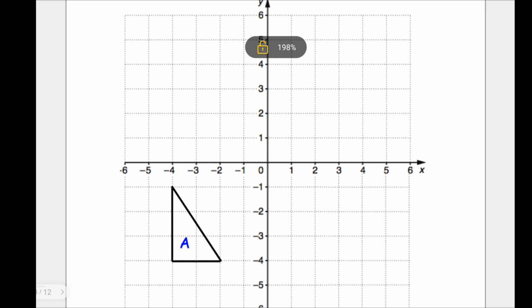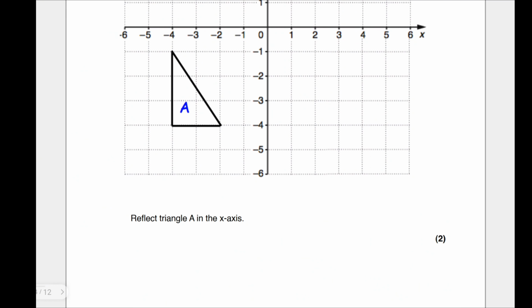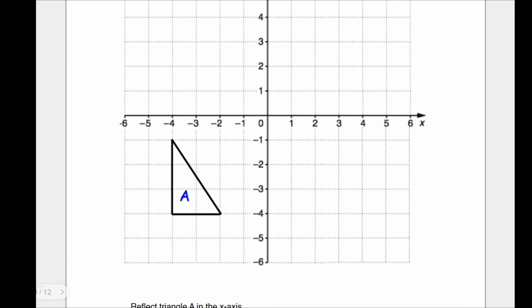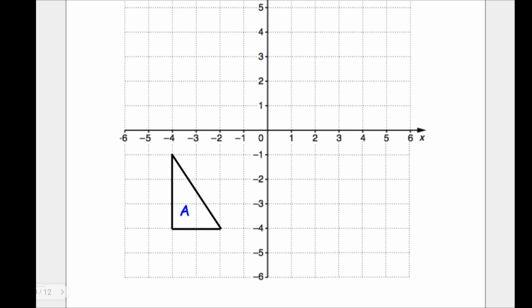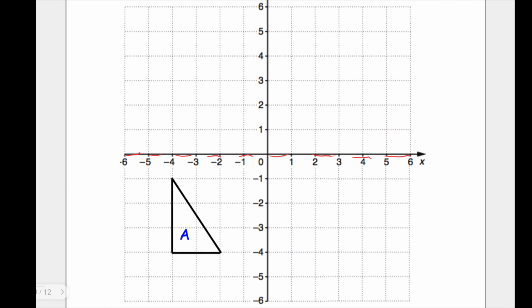Next, reflect triangle A in the x-axis. So when you're asked to reflect over the x-axis, it means the x-axis is the mirror line. So the x-axis itself is the mirror line, and that means the mirror of this shape is going to be right above here. I hope that makes sense.